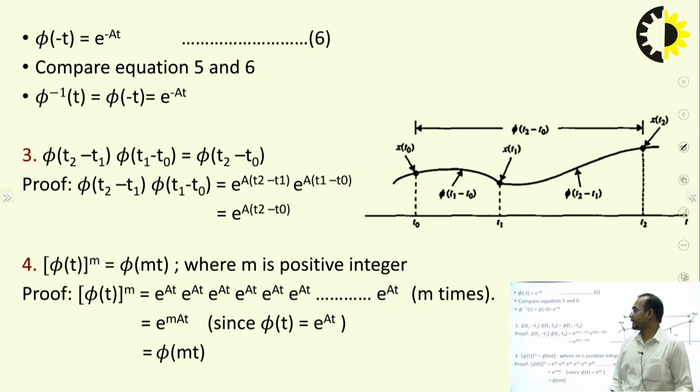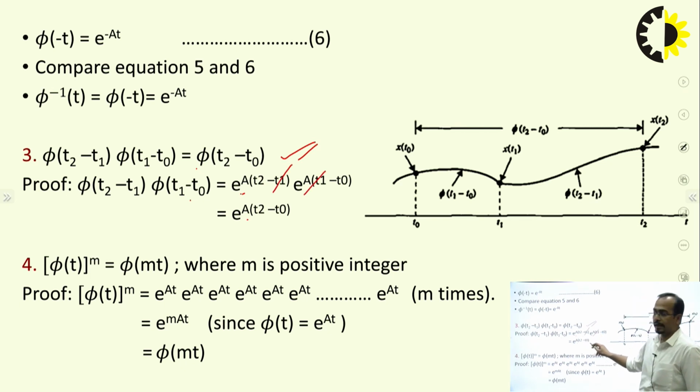Next is phi t2 minus t1 into phi t1 minus t naught is equal to phi t2 minus t naught. So you can write phi t2 minus t1 is equal to e raised to A(t2 minus t1) into e raised to A(t1 minus t naught). So what will I get? This will cancel out and you will get here e raised to A(t2 minus t naught).